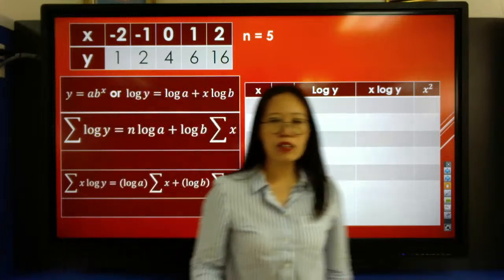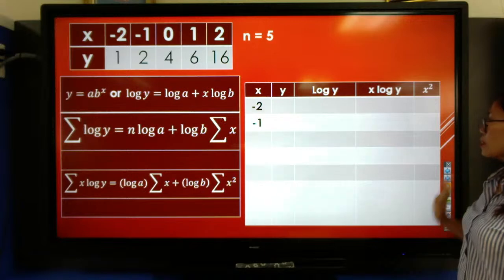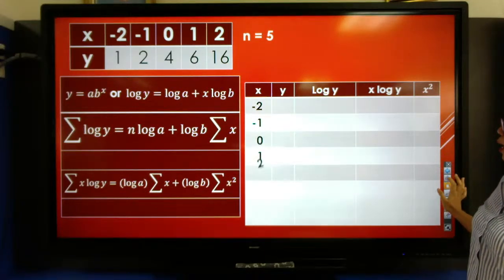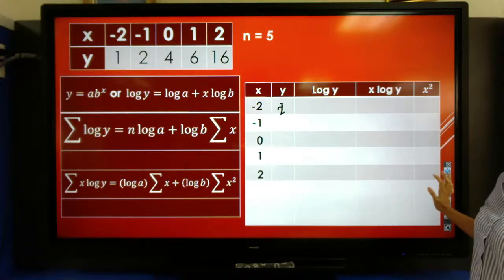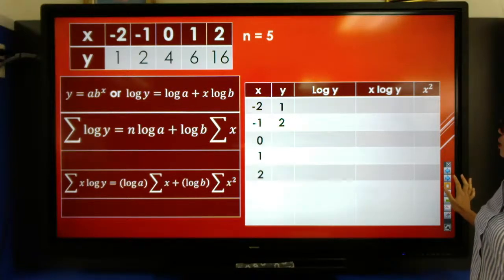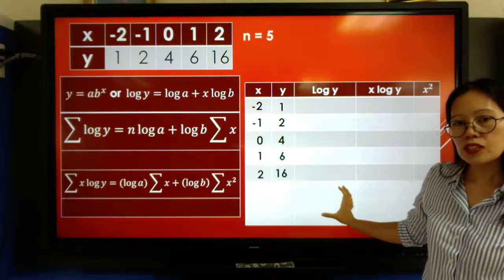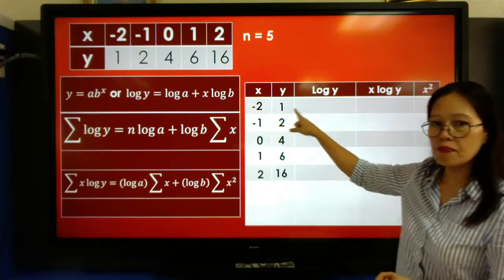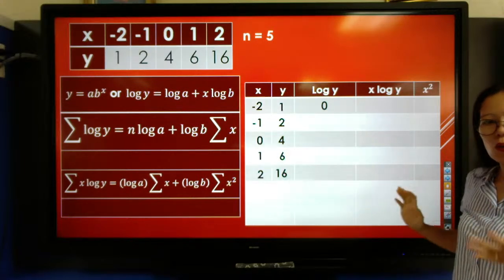Okay? Alright, after that, of course, last time, we put the values of x there. That is -2, -1, 0, 1, and 2. And then the values of y, we have 1, 2, 4, 6, and 16. Okay? And then the logarithm of y, you need to use your calculator in this case, right? So logarithm of 1. Okay? We answered this last time already, so let's just go on.